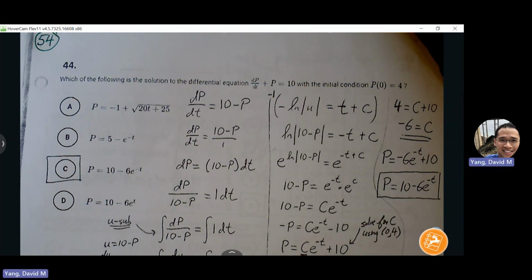So go ahead and set up in a way where you can get a fraction equaling a fraction, and then cross multiply. Once you cross multiply, you can clearly see the 10 minus P needs to be with the dP. So I need to divide those sides by 10 minus P.